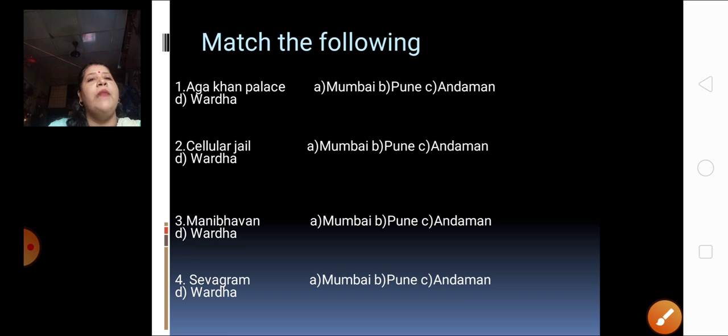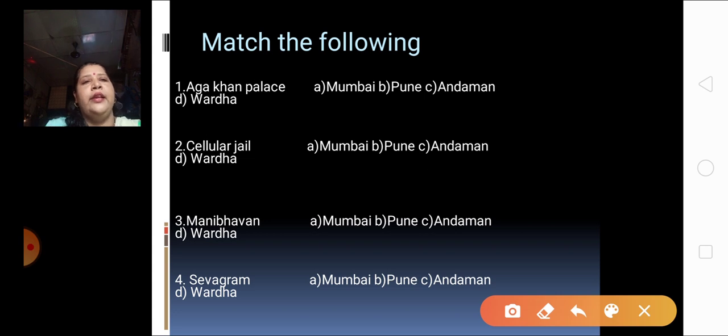Now here comes our match the following, children. Match the following will come in this format. Just see, in front of one question there are 4 options. For example, Aga Khan Palace. Option A, Mumbai. B, Pune. C, Andaman. And D, Wardha. Which is the right answer? Where is the Aga Khan Palace? Yes, correct. It is B, Pune. So click on the option B.